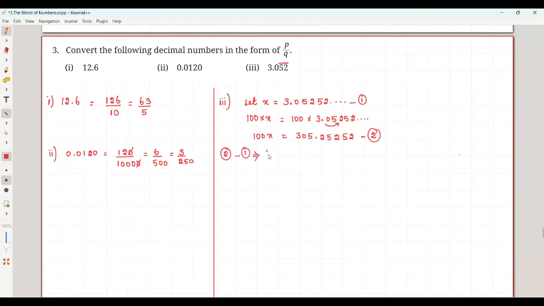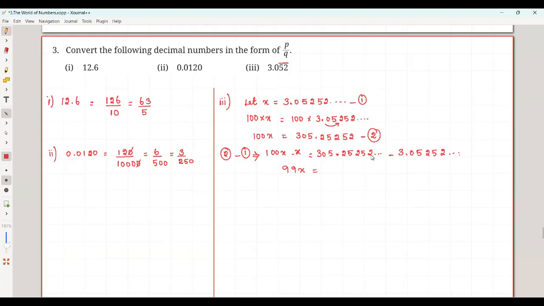Now we have to subtract 100x minus x. So 100 into x is 100x, right? We have to subtract 2 minus 1. 100x minus x is equal to 305.25252... minus 3.05252... Now 100x minus x will give us 99x is equal to, right? So now this is not a pure repeating decimal. After the decimal point, it will not be 0.